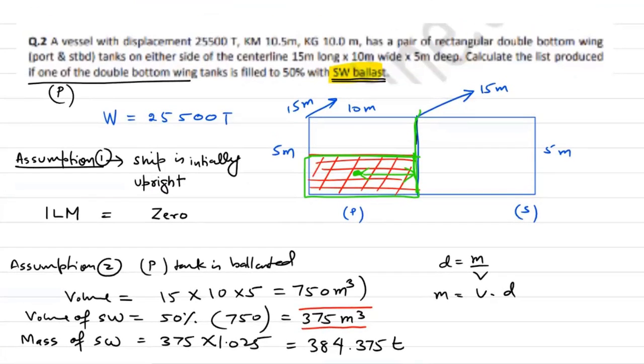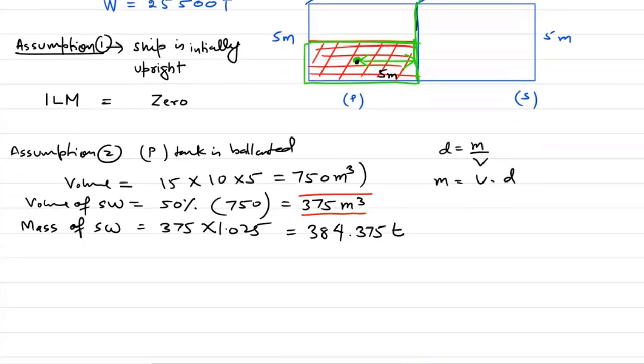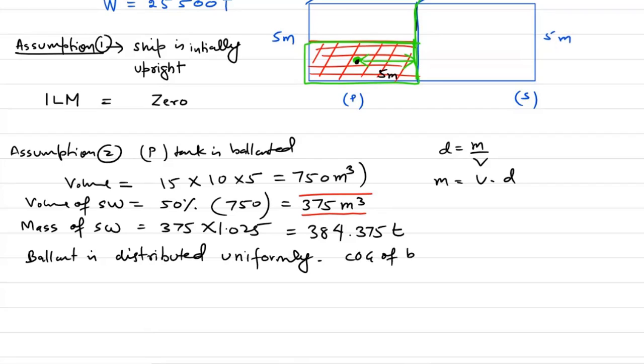10 meter, total is 10, so what will be half of it? 5 meter. Uniform distribution, so it will be half. Write it down: ballast is distributed uniformly. COG of ballast is 5 meter from the center line.